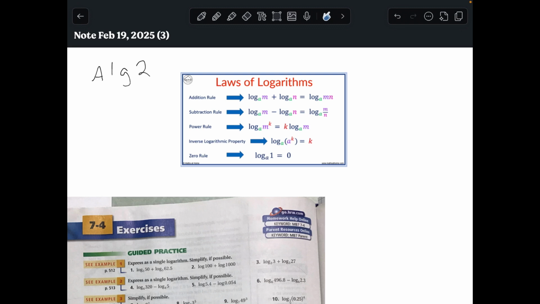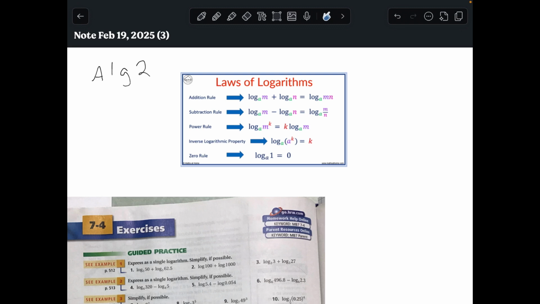And then the last one, they call it the zero rule. Log base a of 1 is 0. Log base anything of 1 will always be 0. Just like we said, anything to the exponent of 0 is 1. It comes from the same rule. So these ones are going to be very useful in our lesson today.